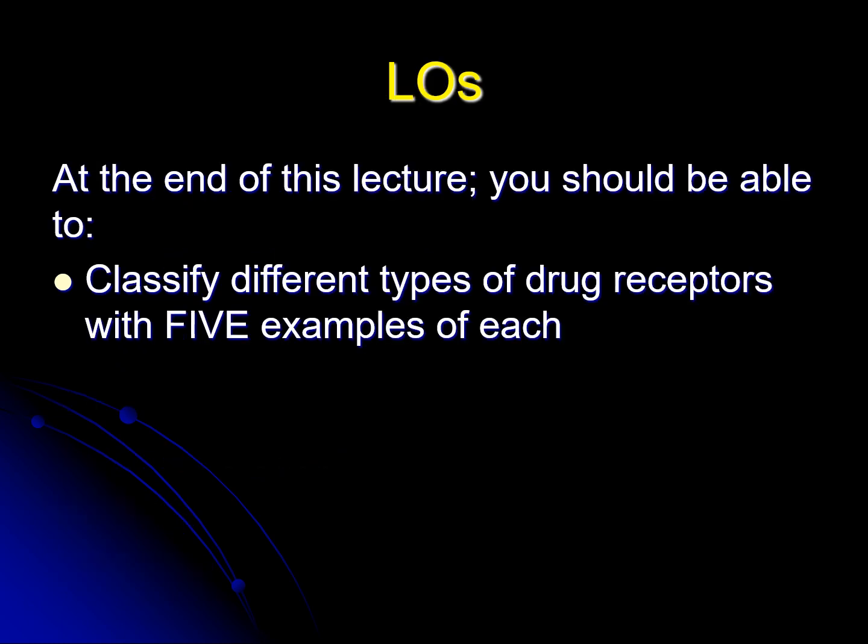Today's learning objectives are that at the end of this lecture, you should be able to classify different types of drug receptors with 5 examples of each type. At this point, students, take out your notebooks and kindly note down your assignment. You have to write down the various types of drug receptors and give their examples. Like we discussed briefly, there are G protein coupled receptors, there are ion channels and so on. So you have to give 5 examples of each type. Find out from your textbooks and write down in your notebook.